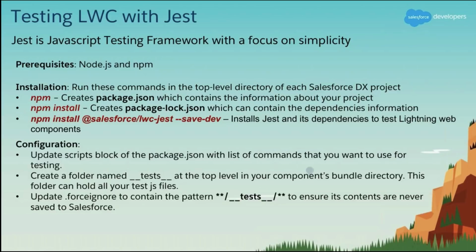So we can do that by writing it in a separate folder and then including that folder in your .forceignore file. When we include it in the .forceignore file, whenever you deploy, this folder is not deployed into your org. Because you don't have to install the test classes inside the org, right? Exactly. Unlike in Apex, where you have to run the tests.